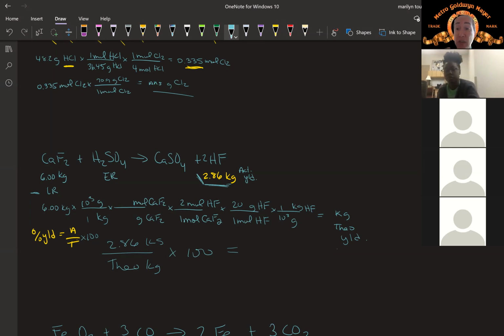But I need to figure out the theoretical, because the theoretical is, in a perfect world, in a perfect lab, I don't make any mistakes. Actually, you know what, we should do that calculation so that you could see that theoretical yield is going to be bigger than 2.86. It has to be bigger than 2.86 because, again, you're not perfect.